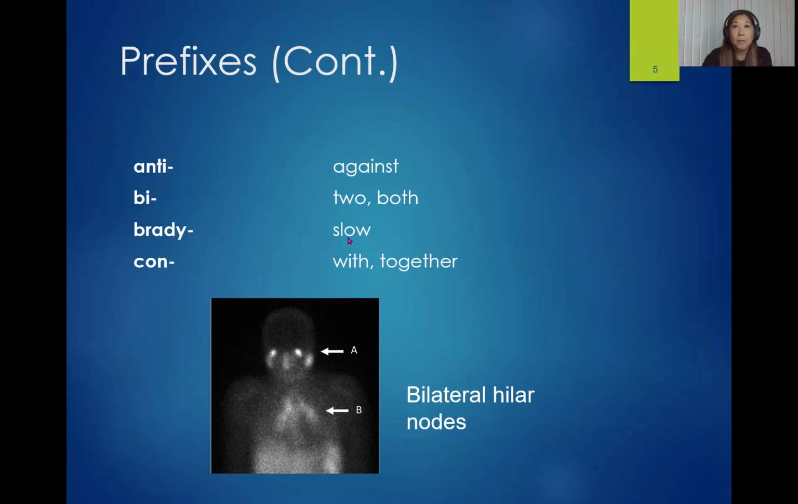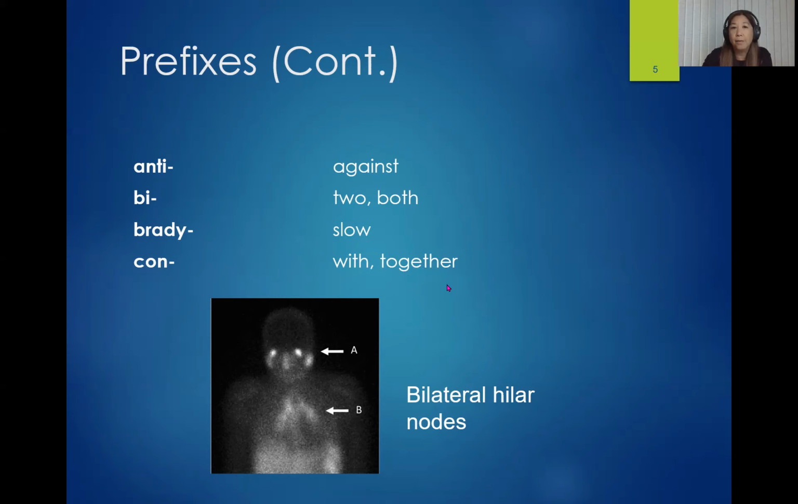Brady means slow. So we often say a patient has bradycardia, right, which means they have a very slow heart rate. Con is a common prefix meaning with or together. So you can have congenital, which means that there's an irregularity present at birth, or it comes together with the birth.